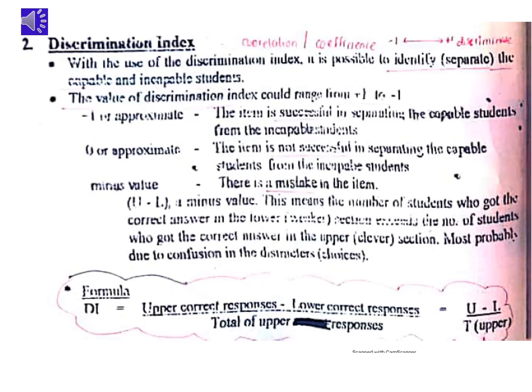Discriminating, separating, right? From this index, we can find out, or we can separate the clever students from the weak students. These are clever students, these are average, these are the weaker ones, right? The value of discrimination index could range from +1 to -1, actually -1 to +1, just like the coefficient, right? -1 to +1. Facility index 0 to 1. Here you can have minus values as well.